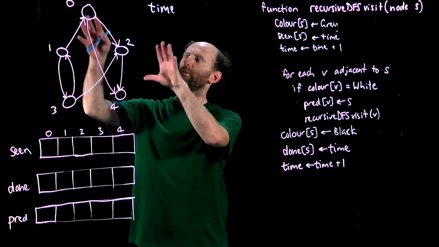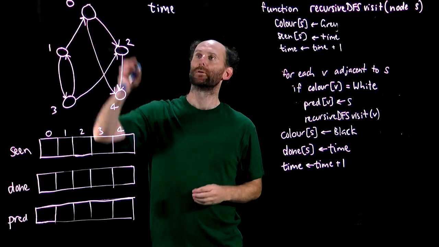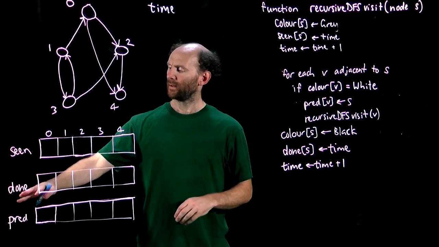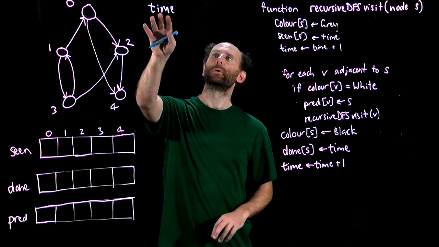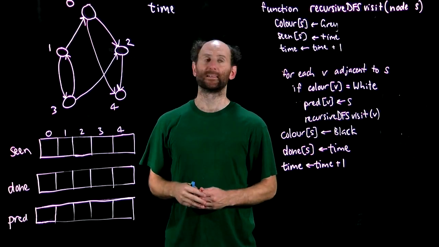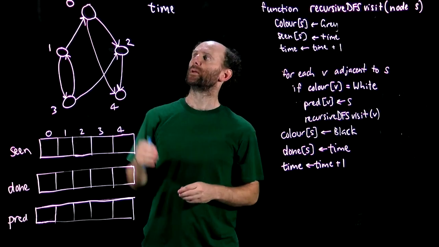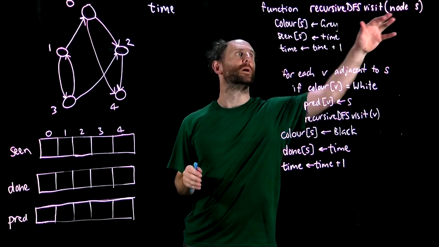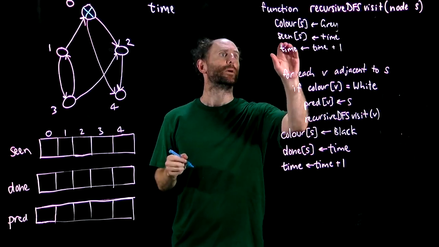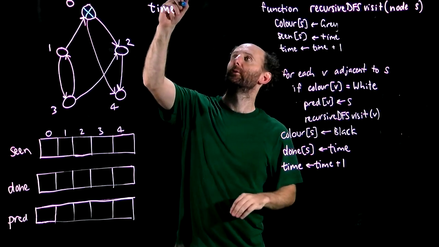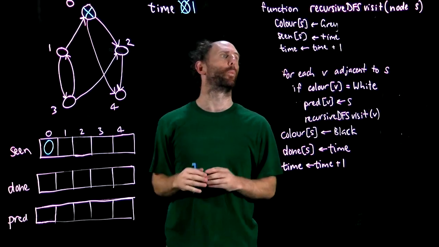Okay, so let's go through DFS visit, the recursive version, on this small digraph here, and we'll start our traversal at node 0. You can see here I've set up the array seen, the array done, the predecessor array. I won't initialize it with nulls everywhere just to make it easier to write in. We've got our time variable here, so let's start. We color everything white. We choose S to be node 0, and then we call DFS visit. What's the first thing we do? We color S grey, so we color 0 grey. We set the seen time to be the current time, which we should have set to 0 at the start. So the seen time is 0. Then we increment time, so we're at time 1.